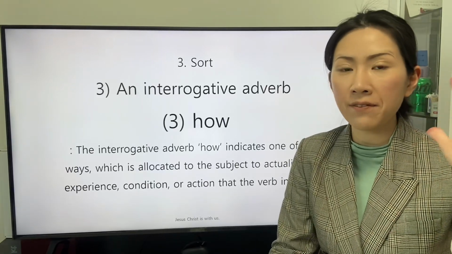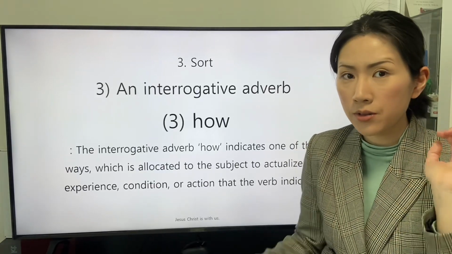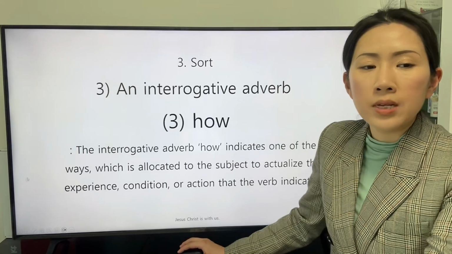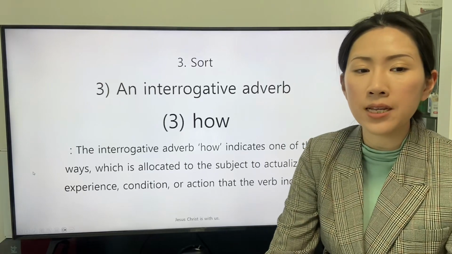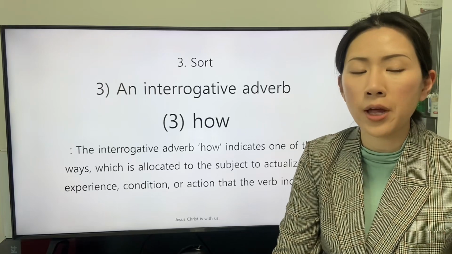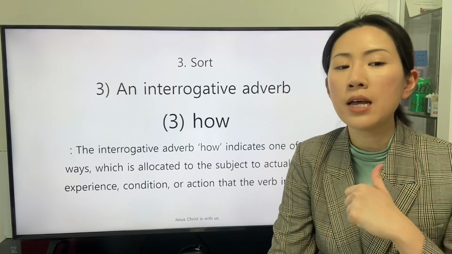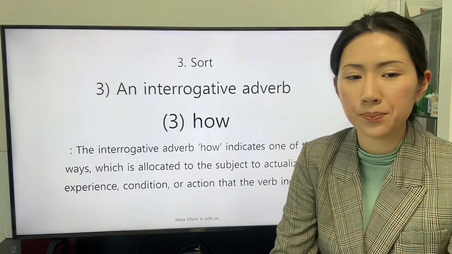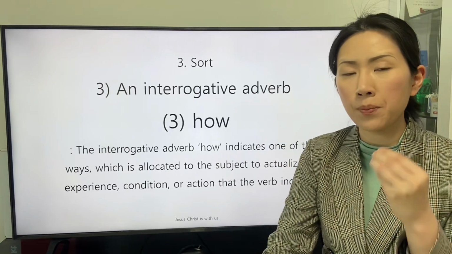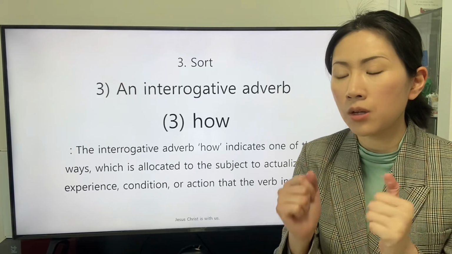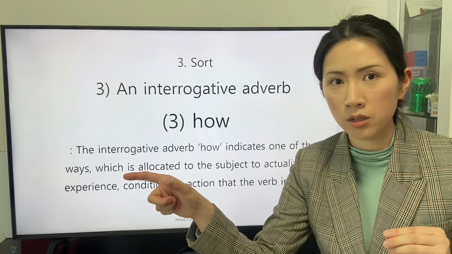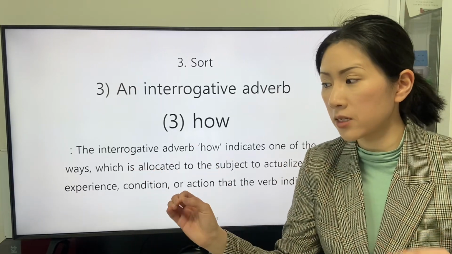The third interrogative adverb is the interrogative adverb how. The interrogative adverb how indicates one of the ways which is allocated to the subject to actualize the experience, condition, or action that the verb indicates. The interrogative adverb how indicates a way of the subject to a condition that the subject is surrounded in.